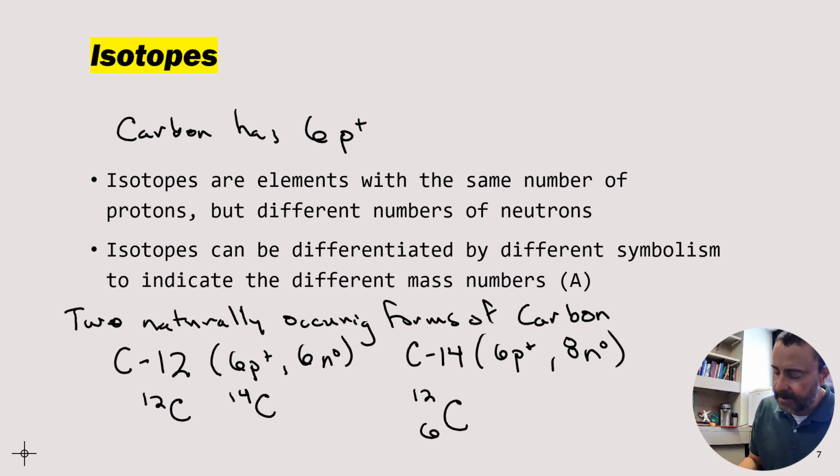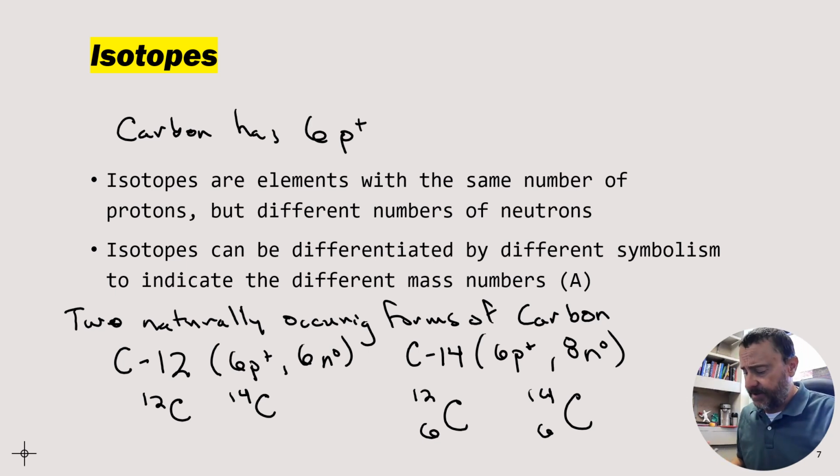So we might see the symbol for carbon 12 and carbon 14 like these here. They all mean the exact same thing. It's just how much information is being presented to us. The carbons with the 6s there remind us that there's 6 protons. But we can always look at the periodic table to remind ourselves that there's 6 protons if we needed to.